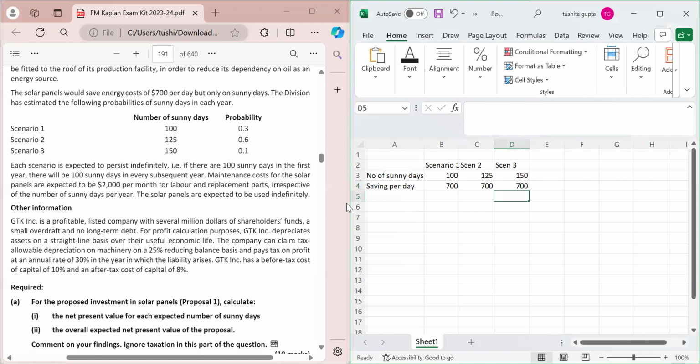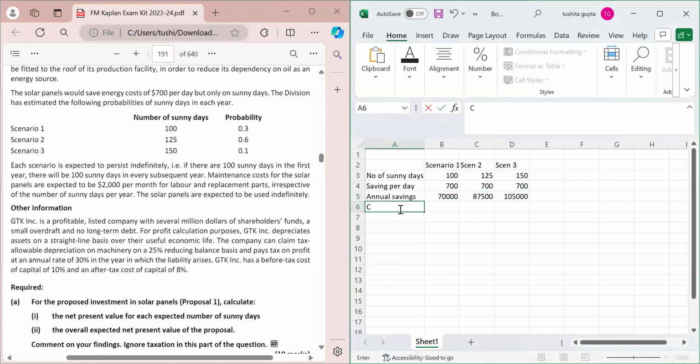So this is what your savings look like. Now you'll also be able to work out your annual savings. Your annual savings would happen to be your per day savings multiplied by the number of days you actually have that savings. So this is what it'll come to. Now this is what you will save.